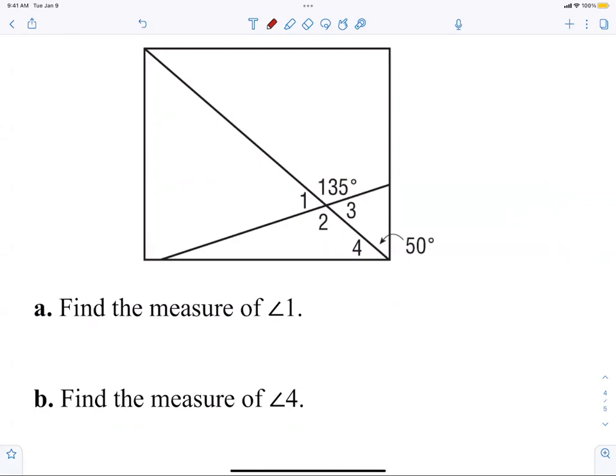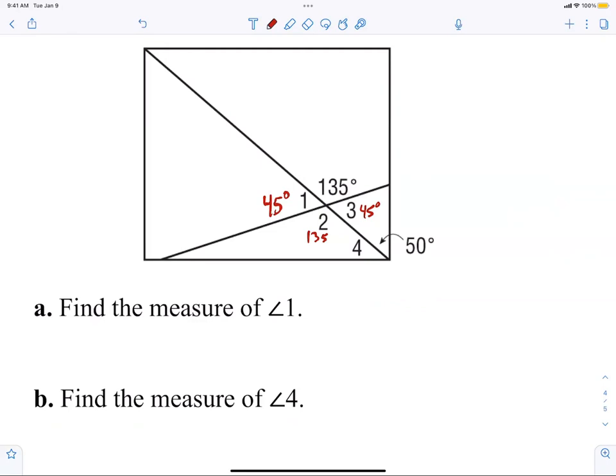Girls, please tell them the answer. Angle 2 is definitely 135. How much? 45. How did you know that? Yeah, they add up to 180. What's angle 3? 45. And of course, angle 4 is what? No. Angle 4, someone help him. How much?